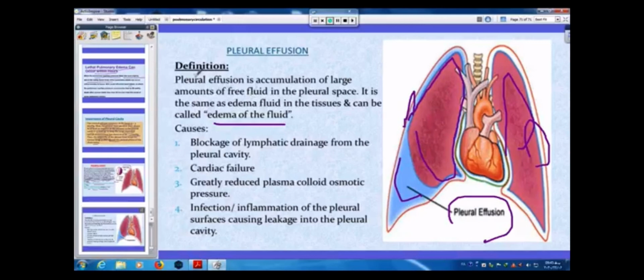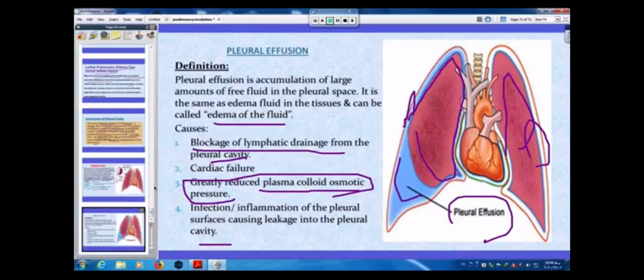The edema of the fluid causes: one, blockage of the lymphatic drainage from the pleural cavity. This lymphatic vessel is very important for preventing pleural effusion. Two, cardiac failure. Three, greatly reduced plasma colloid osmotic pressure, which is the safety factor, very important. And four, infection or inflammation of the pleural surface causing leakage into the pleural cavity.